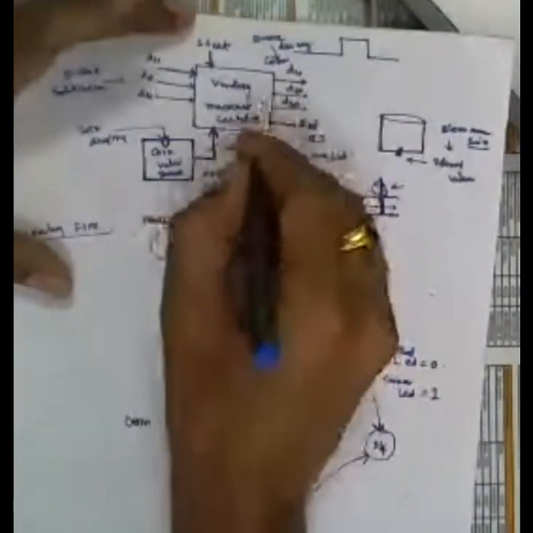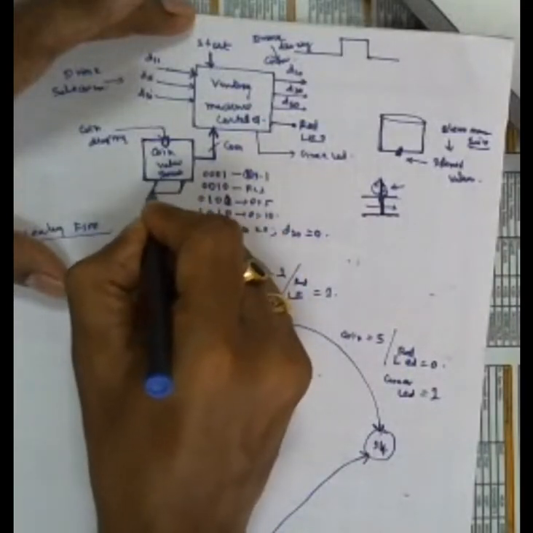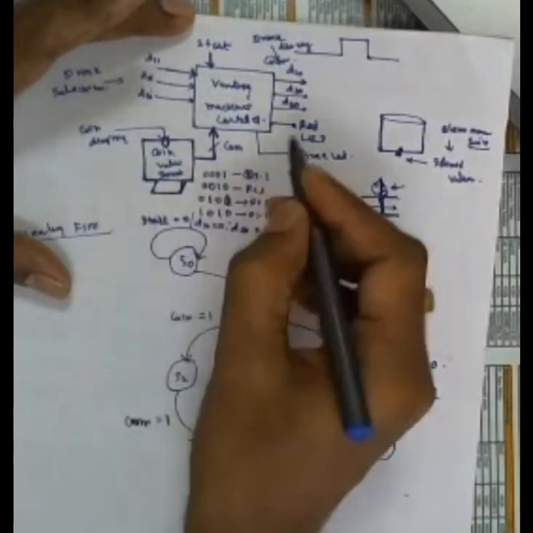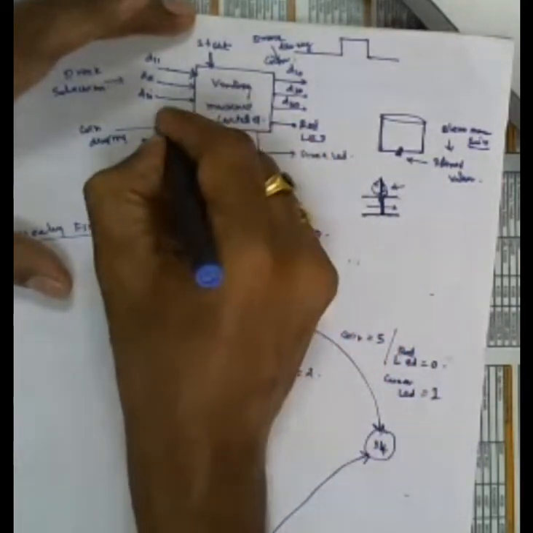Then maybe this is the balance outlet. This is the balance outlet now, correct? Then one more control will come from here. This is the balance.